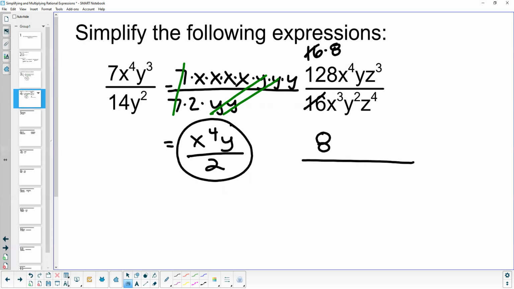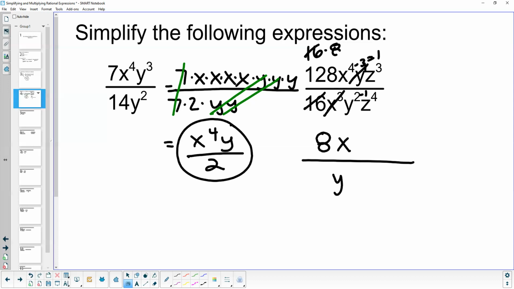Now let's take a look at our x's. I've got 4 x's up here and 3 down here. So the lower number is the one we're going to get rid of, and I'm going to subtract 3 from here. So if I do 4 minus 3, we get 1. So I've got an 8 on top, I've got 1 x on top, and I've got 1 y here and 2 here, so this one will get rid of, and 2 minus 1 is 1 y.